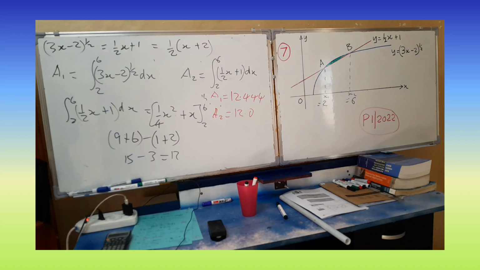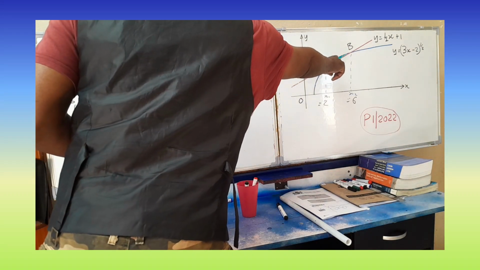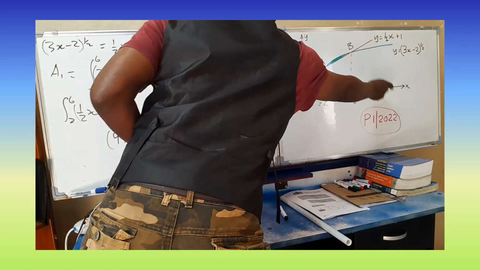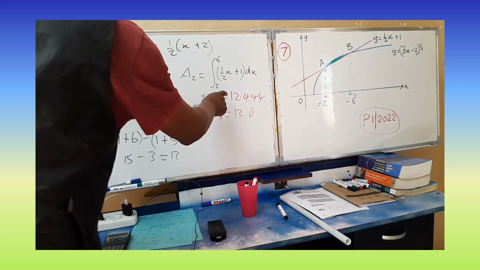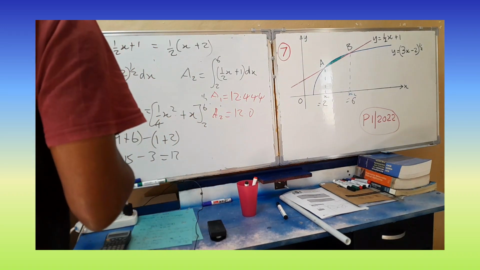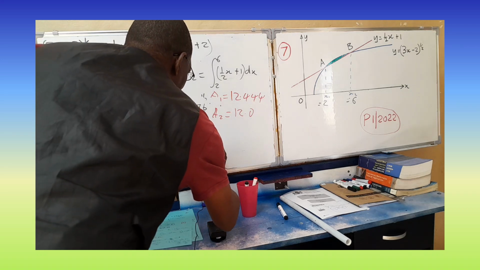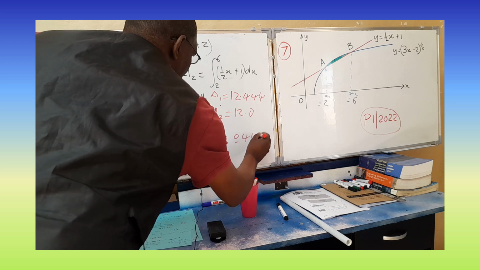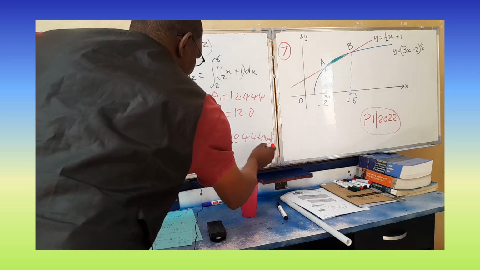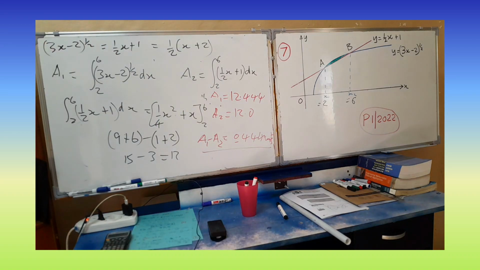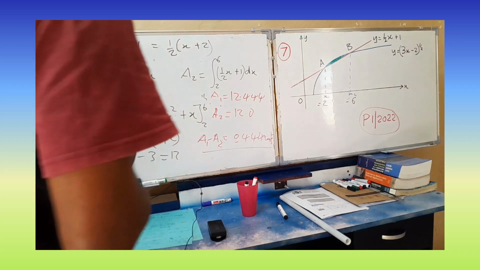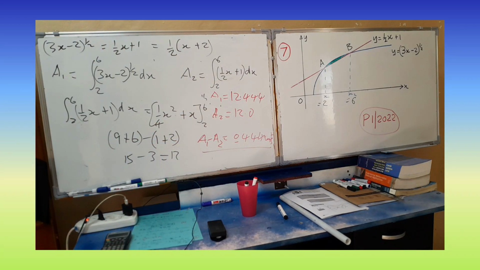So we said our area is A1 minus A2. The area under this here minus the area under that. And this gives us 12.44 minus 12, which is equal to A1 minus A2, which is, of course, 0.444 units. That is the area of our green region there. So this was with 5 marks, so total of 9 marks.